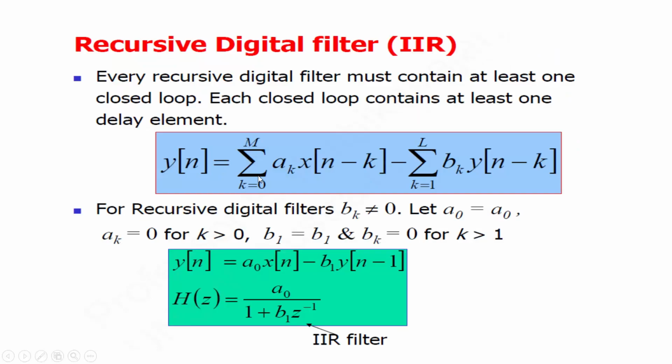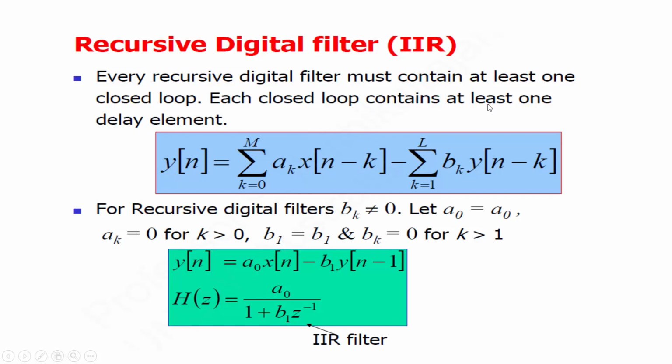Now previously we have discussed the FIR filters, and let's now concentrate on recursive digital filters, which are basically infinite impulse response filters. And every recursive digital filter must contain at least one closed loop. That means there will be at least one feedback path. So that means the bk's are not zero here. That's what is said for a recursive digital filter: bk is not equal to zero. So this term will be present. In the case of FIR filters, only this term was present. There was no term with these bk's.